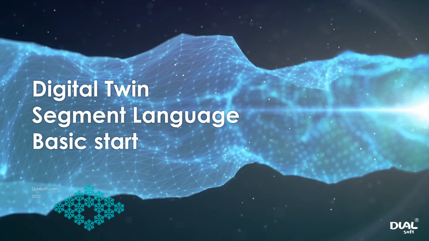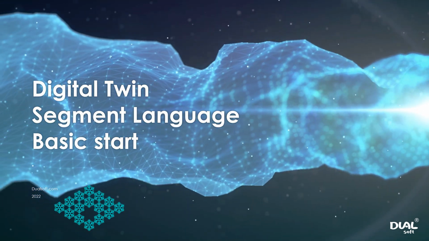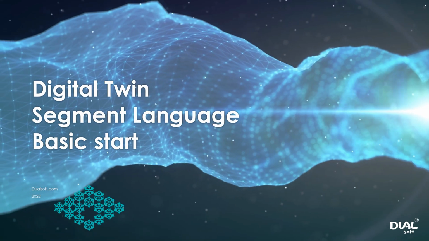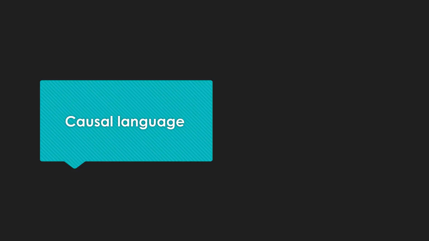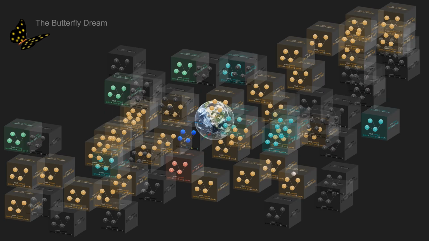Digital twin segment, let's look at the DTS language. The DTS language is a language that defines system causality. The system consists of several elements. Linking the relationship among them as cause and effect can be called system causality.